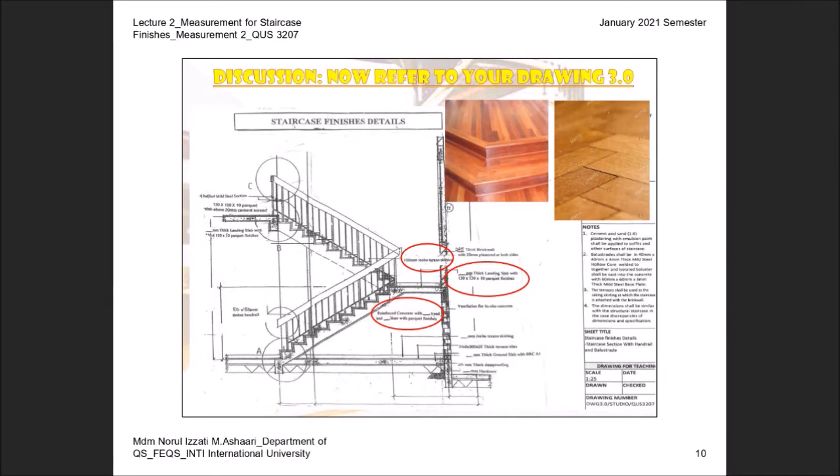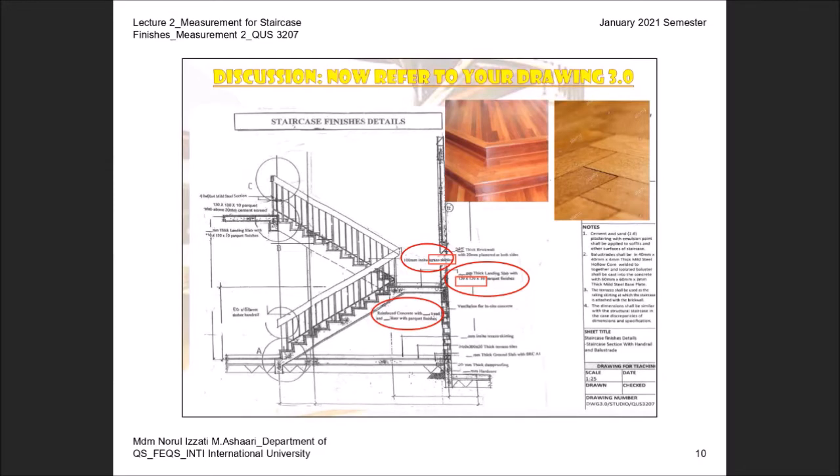They are parquet, okay? Parquet means a type of timber. So when it is parquet, you have to install the screed underneath. And the detail of the parquet has also been given here, 130 times 130 times 10 mm thickness. Okay, and then you can also see here the skirting, and the skirting is using terrazzo. So terrazzo means you need to have the finishes for the terrazzo. You also need to have the screed underneath.